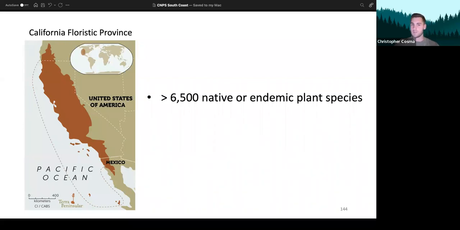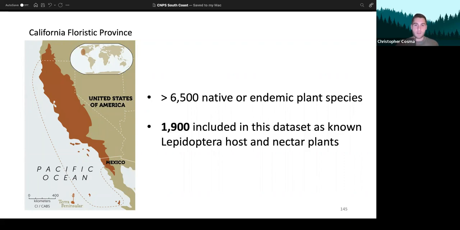There, I think there's, now I'm forgetting the number, 16, maybe more than that, but a relatively high concentration of native and endemic species in a relatively small geographic area. And that means that we have over 6,500 native or endemic plant species. Now, of those 6,500 plant species, about 1,900 are included in this data set as known Lepidoptera hosts and nectar plants. So this still leaves us with a tremendous number of plant species to choose from if our goal is to support Lepidoptera. And so we have some prioritizing to do here.